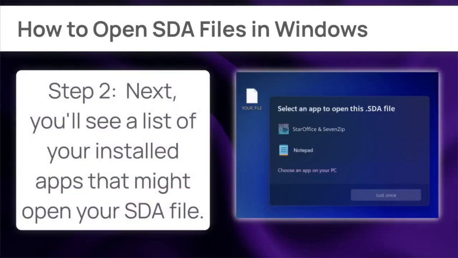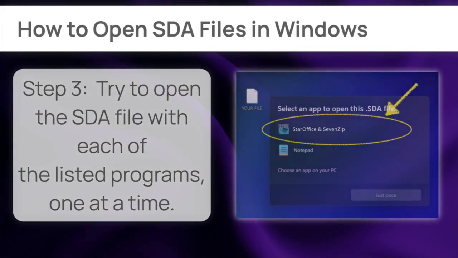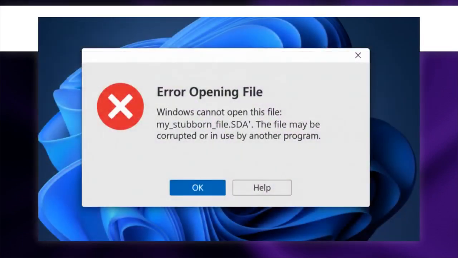Right-click the SDA file and select Open With. Test StarOffice and 7-Zip first. If it's not present, choose a different application. The key is persistence. When an SDA file fails to open, it is usually for a basic reason.